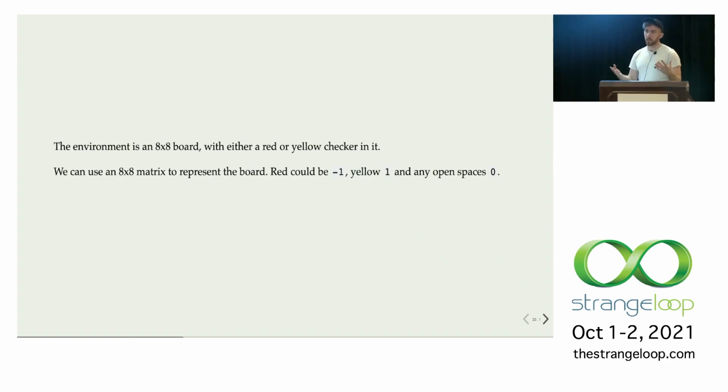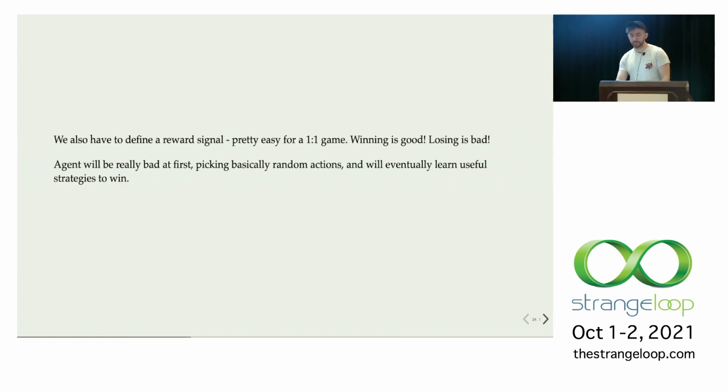The environment, on the other hand, we could represent as an 8 by 8 board. So what we know about this board is that it is 8 by 8, and there is either a red checker, a yellow checker, or an open space. So we can kind of arbitrarily choose, okay, red is -1, yellow is 1, and open space is 0. There you go. The reward signal is also pretty straightforward. You have a one-on-one game. You like to win. You hate to lose. You can sort of dole out your reward that way.